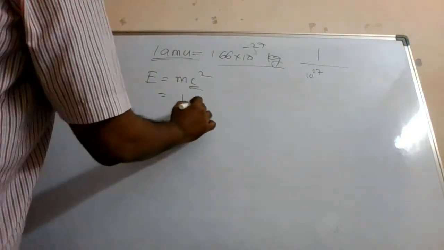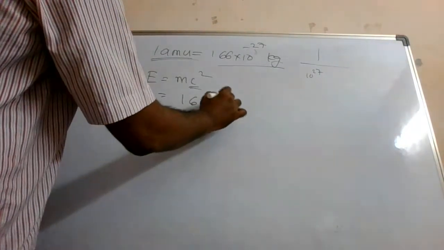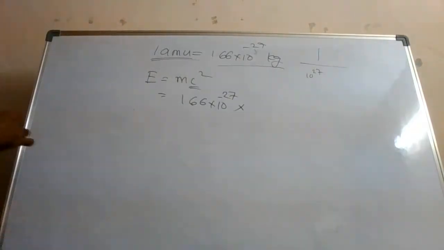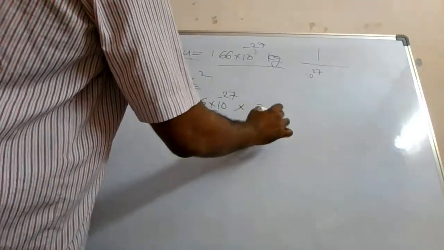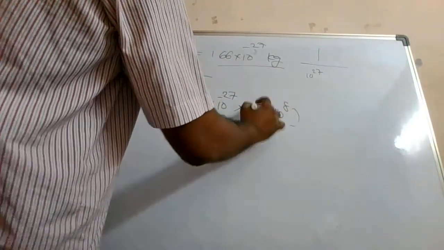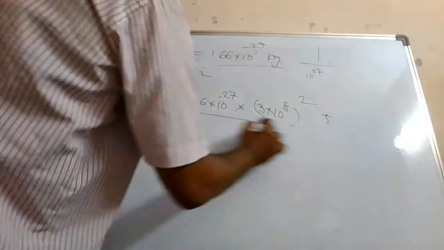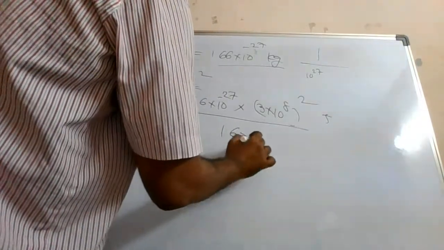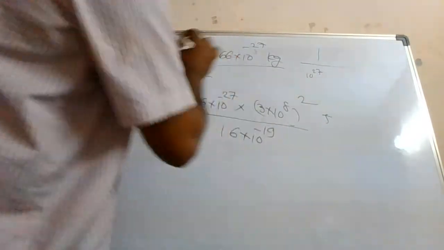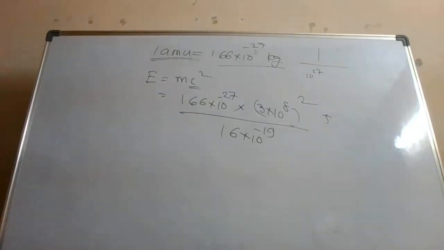So it is 1.66 into 10 to the power of minus 27 into speed of light, which is 3 into 10 to the power of 8, square. You will get this in joules, but we want in electron volts. So 1.6 into 10 to the power of minus 19.